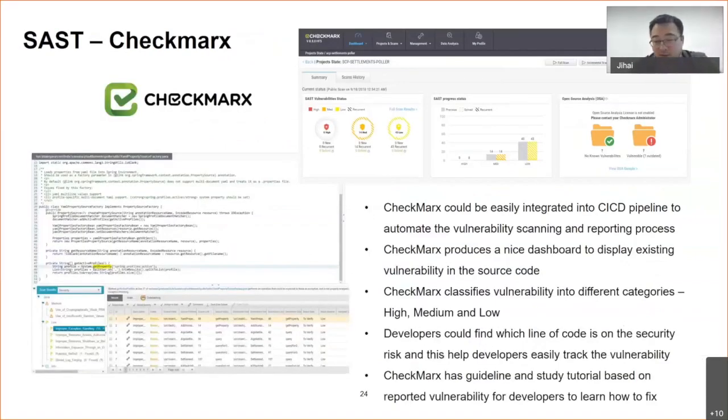Okay, here are the DevSecOps tools we used in HIBC before. The first is called Checkmarx. I think this tool is quite useful. For example, on the left, it shows which line of your code has these vulnerabilities, so it's very accurate in showing the location of the problem. Also, on the dashboard, it classifies the vulnerabilities into three different categories: high level, medium level, and low level.